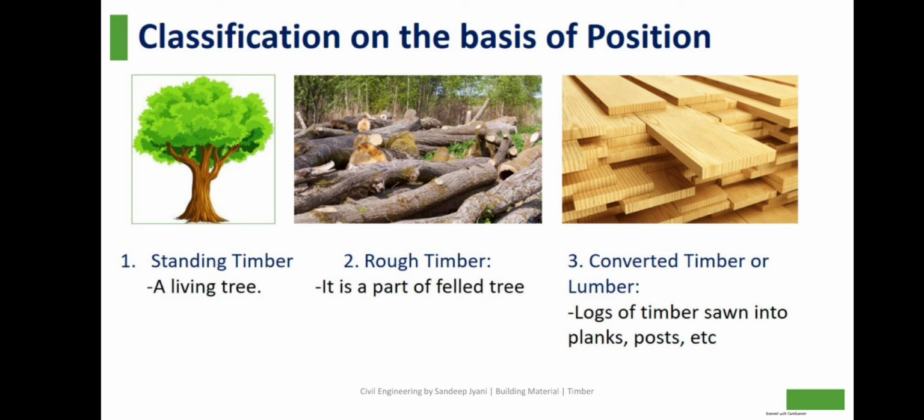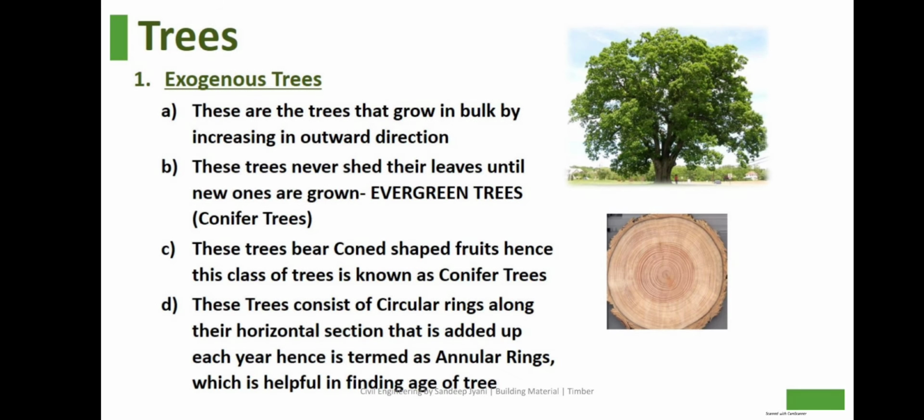Classification on the basis of position. First, standing timber, a living tree. Second, rough timber, it is a part of a felled tree. Third, converted timber or lumber, logs of timber sawn into planks, posts, etc.